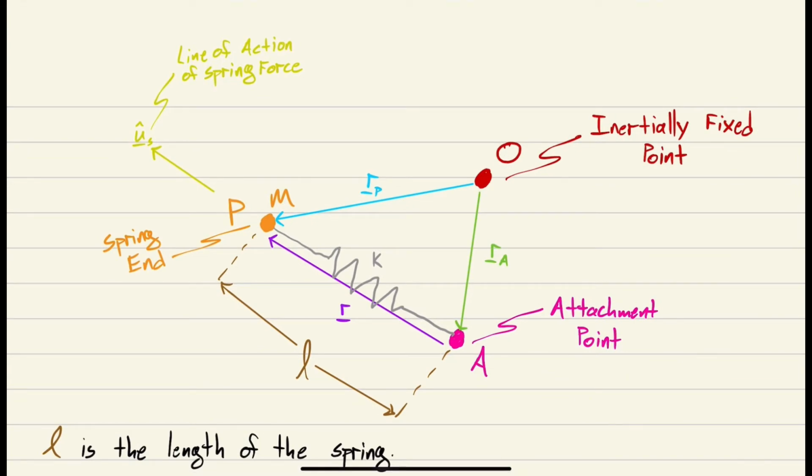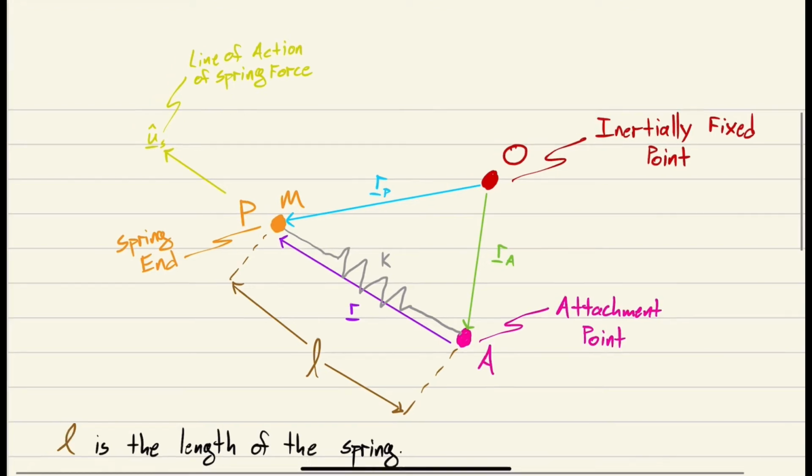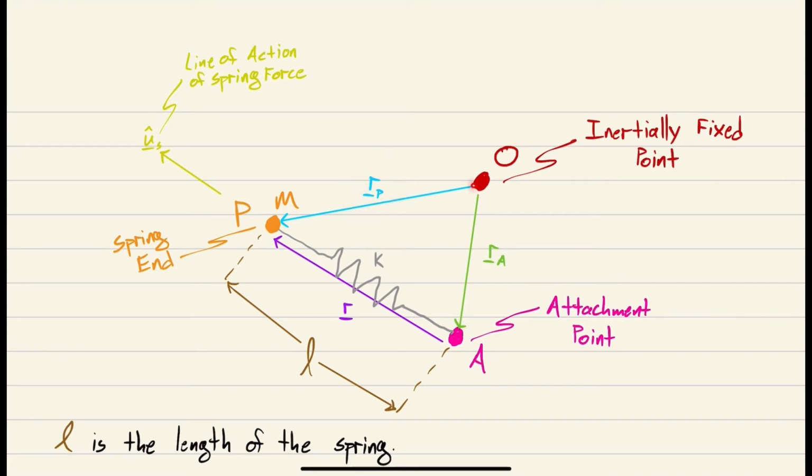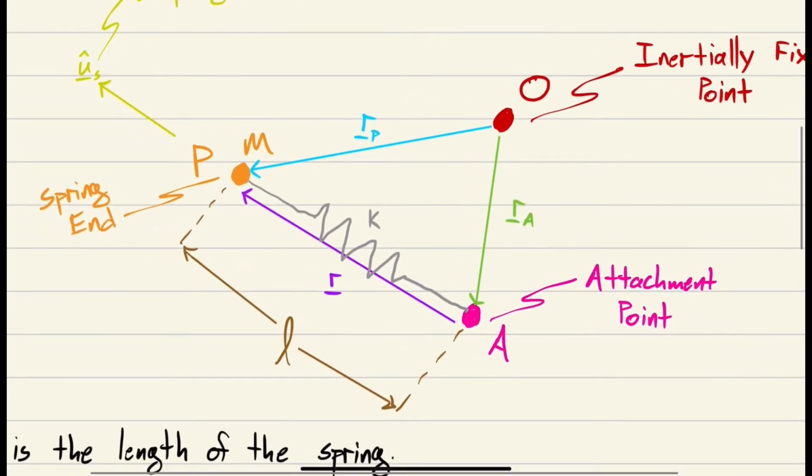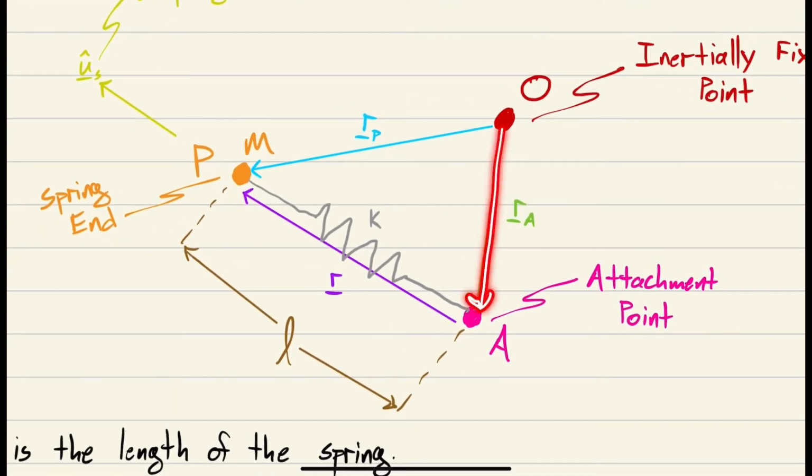So what I have here is an inertially fixed point O. I have the attachment point of the spring, denoted by A. And then I have this spring end, the end point of the spring, which I called P. The vector that locates point A is called R sub A, and it points from the inertially fixed point out to A. The vector that locates point P is R sub P, and that goes from the inertially fixed point out to point P. So you can see we have two vectors that are tail to tail, R sub A and R sub P.